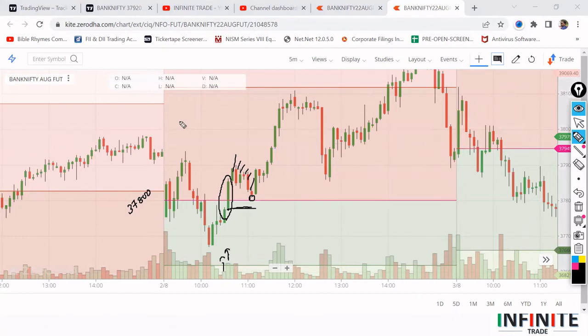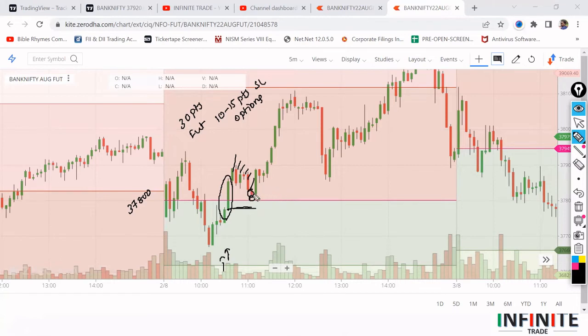So 30 points in Bank Nifty future can translate to about 10 to 15 points SL in your options. In the options, obviously you will put the same pivot point and you will see it acting something like this, either on the pivot point or maybe on an S1 or maybe on an R1.